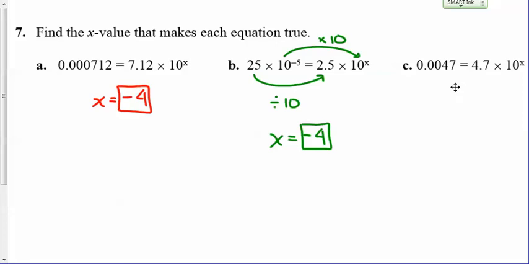And again on C, it's just turning this number into scientific notation. It's really not much different than E, negative 3rd, because we have to divide by 10 1, 2, 3 times.